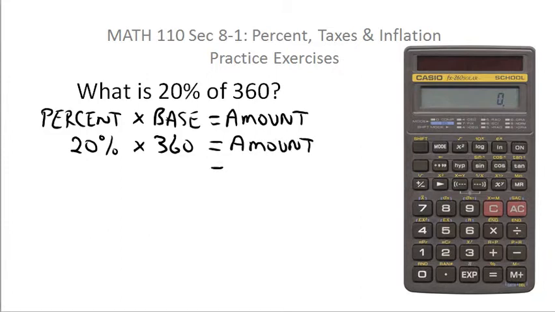Now recall that to change a percent to a decimal, so you can do the calculation, you move the decimal point 2 places to the left. Change a decimal to a percent, you move 2 places to the right. To change a percent to a decimal, you move it 2 places to the left. So 20% is 0.20 times 360, and that will be the amount.